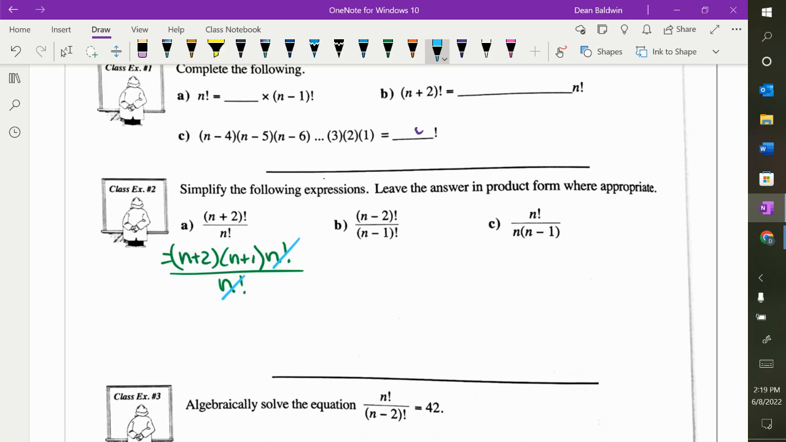For B, which is the larger number, n minus 2 or n minus 1? N minus 1 is the larger number. So I reduce the larger number, n minus 1. I take 1 away from it. What do I get? N minus 2. I can stop there because then they cancel, and I'm left with 1 over n minus 1.